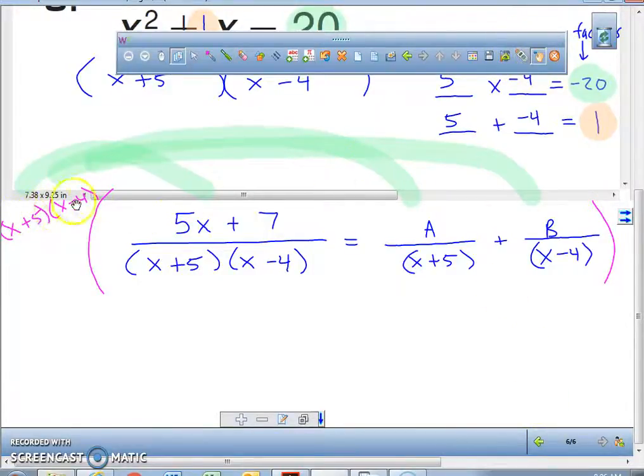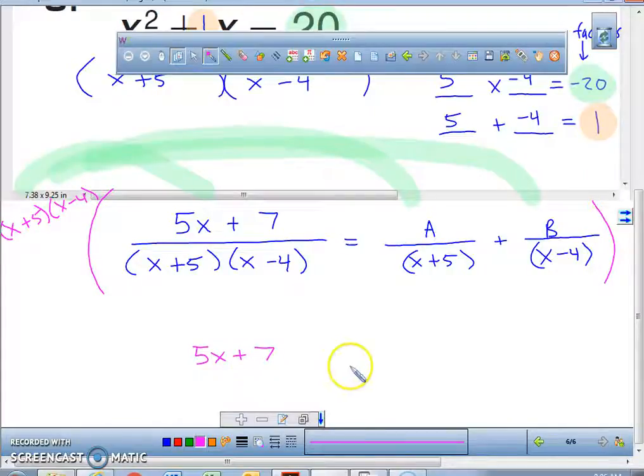If you multiply all of this times this, what's already in the denominator? An x plus 5 and an x minus 4. So what's going to cancel out? This x plus 5 will cancel that x plus 5, and this x minus 4 will cancel this x minus 4. So what's the only thing you have left in the numerator? You just have 5x plus 7.